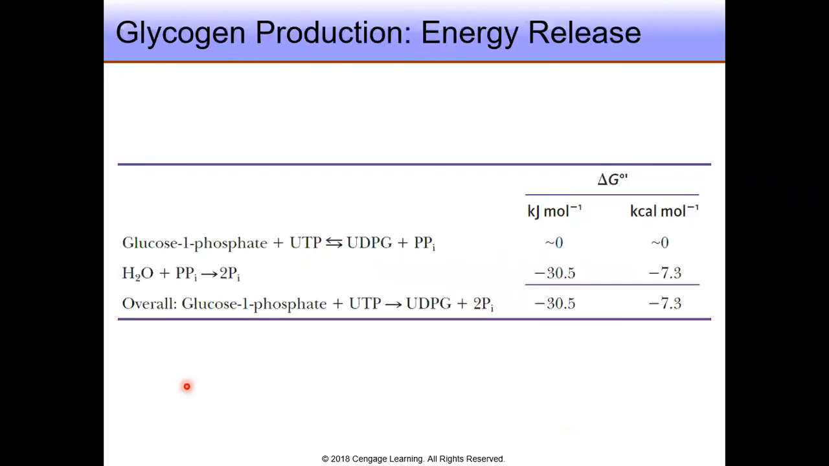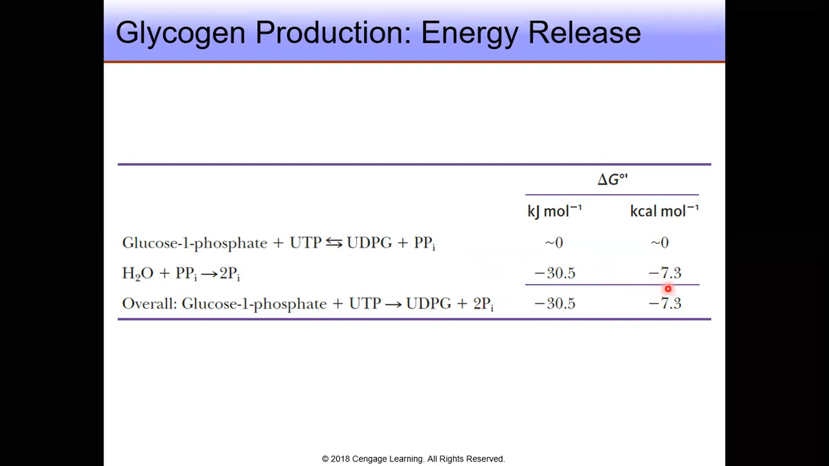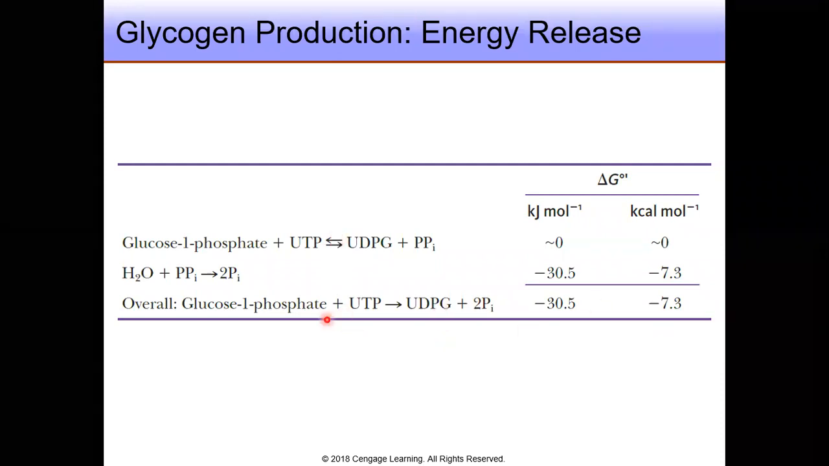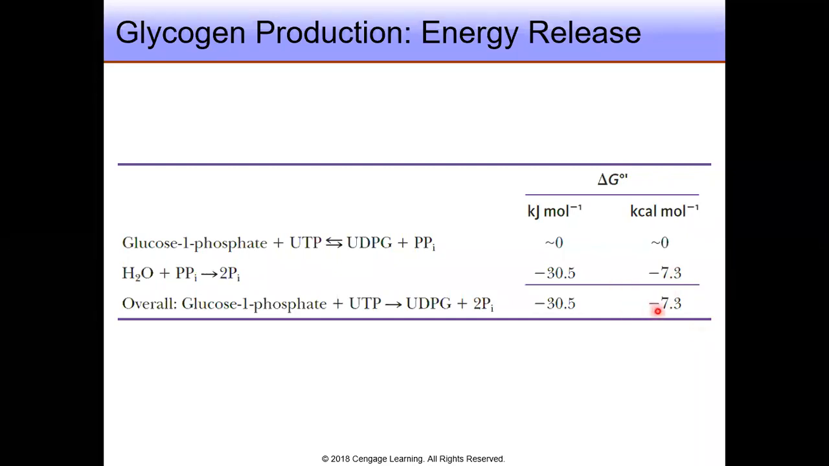Now, if we look here, the formation of UDP glucose has a delta G naught prime of 0, whereas the hydrolysis of pyrophosphate produces 7.3 kilocalorie. So what happens is that these two reactions are coupled, so that the net delta G naught prime is also minus 7.3 kilocalorie.